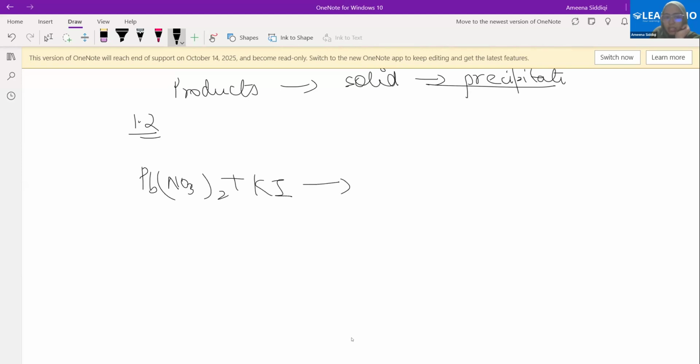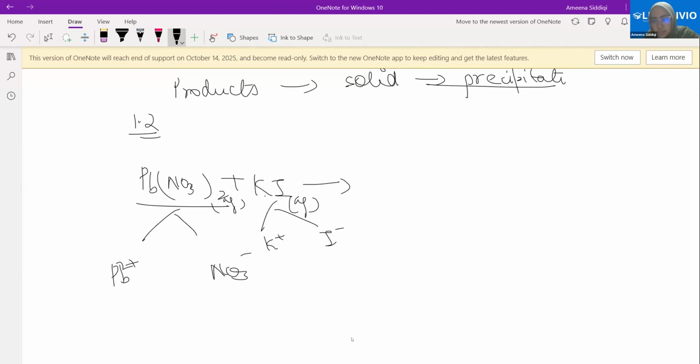Clear? Now see, the activity says we have to take the solution of lead nitrate, so it is in the aqueous form. We have to take the solution of potassium iodide. See in your book, solution is written for both of them. Therefore, both of them are in the aqueous form. So lead nitrate will get dissociated into Pb 2 plus and NO3 minus, and potassium iodide will get dissociated into K plus and I minus. And the exchange of ions will take place something like this.